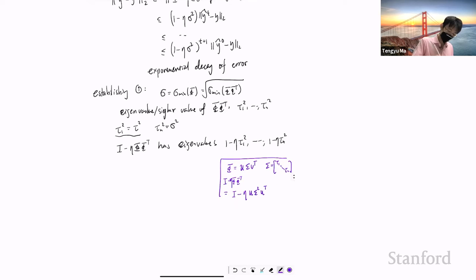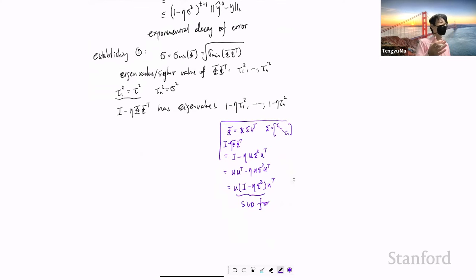And I is equal to U U transpose, and then you get U times I minus eta sigma square times U transpose, and this is the SVD, or the eigen decomposition, for I minus eta phi transpose phi. That's why what's inside is the eigenvalues or the singular values for the resulting matrix. Right. And now you bound this. If you care about the operator norm, you care about the largest absolute value of the eigenvalue, right?